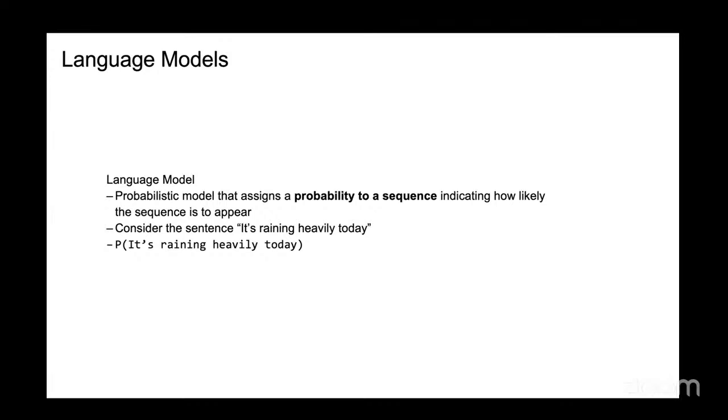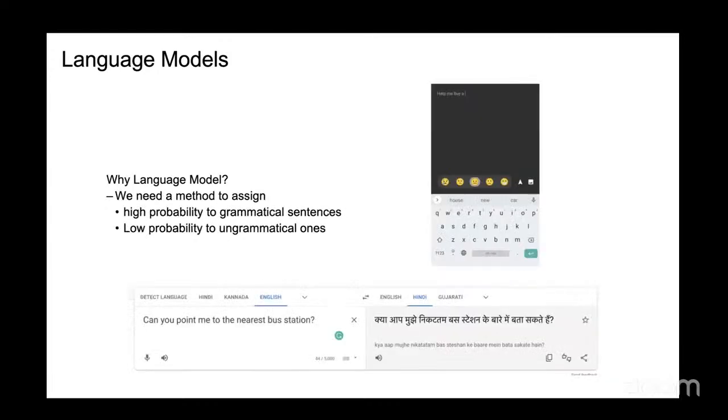Now the question is, how do I compute this probability? How do I make sure the grammatical and meaningful sentences get high probability, and the ones which are incorrect or erroneous don't get a high probability? They are assigned a lower probability. So that's what the entire idea is about when you come to learn models. Like I said, you want high probability for grammatically correct sentences and low probability for ungrammatical sentences.